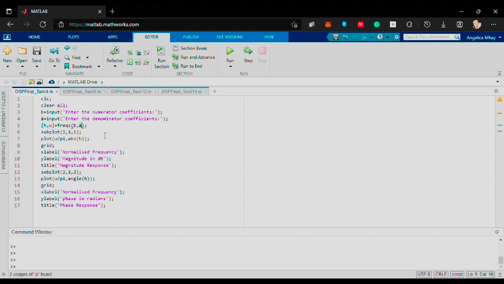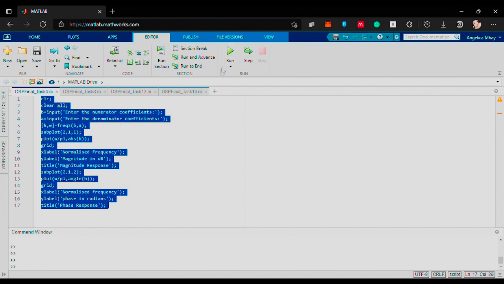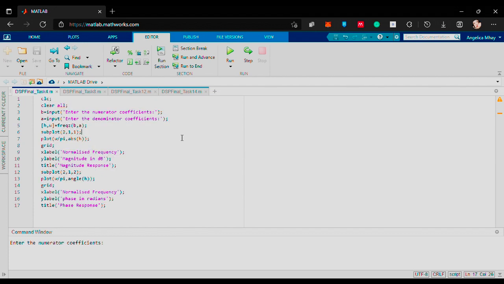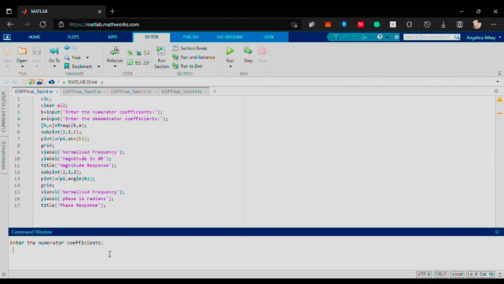Inputs A and B are the numerator and denominator coefficients of the differential equation that we have. So, we should get those first. So, let's run the code. For the numerator coefficients, we have 1 and 2. For the denominator coefficients, we have 1, negative 3/4, and then 1/8.